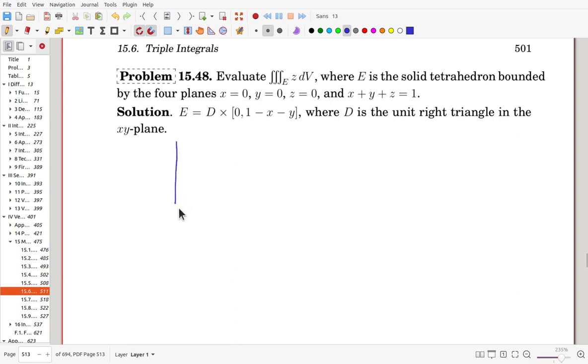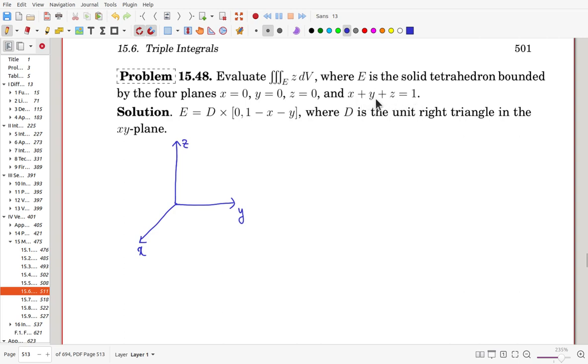Okay, we have a 3D coordinate system: x direction, y direction, and that is the z direction. X equals 0 is the y-z plane, and y equals 0 is the x-z plane, this left side. Z equals 0 is the bottom plane. So they are just the coordinate planes, and x plus y plus z equals 1.